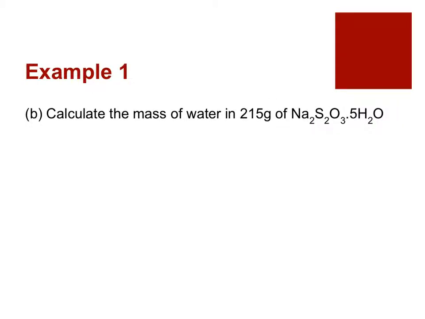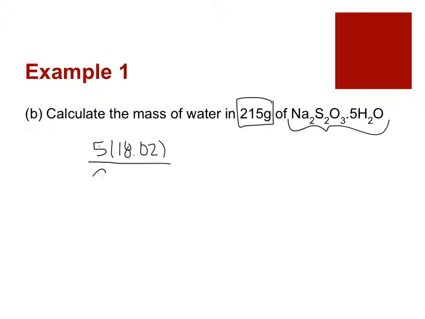Sometimes you might be asked to calculate the mass of the water in a certain mass of a hydrate. So we're going to look at 215 grams of this particular hydrate here. The best way to do this is to set up a ratio. So we know that 5 molecules of water, which is the total water, has a mass of 248.22 grams. We want to find out how much water there is in just 215 grams. So setting up this ratio will allow us to figure that out. We're going to cross multiply then and solve for x.